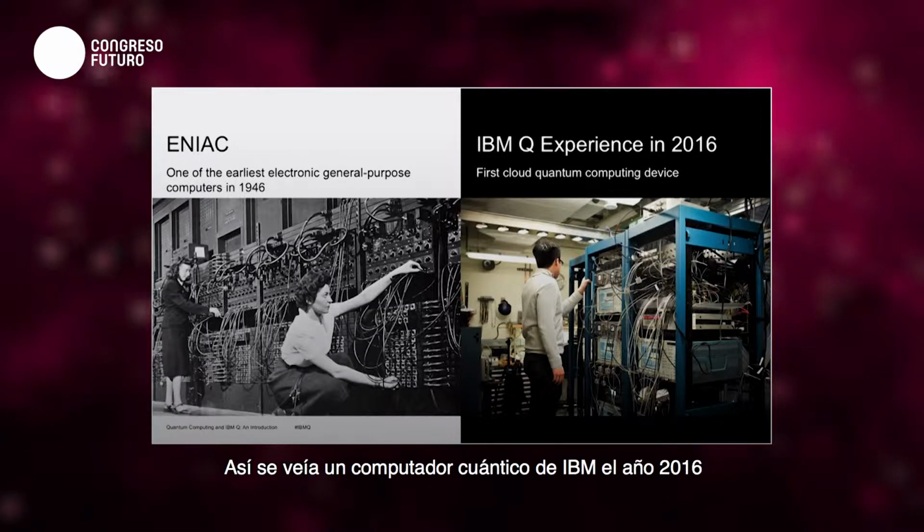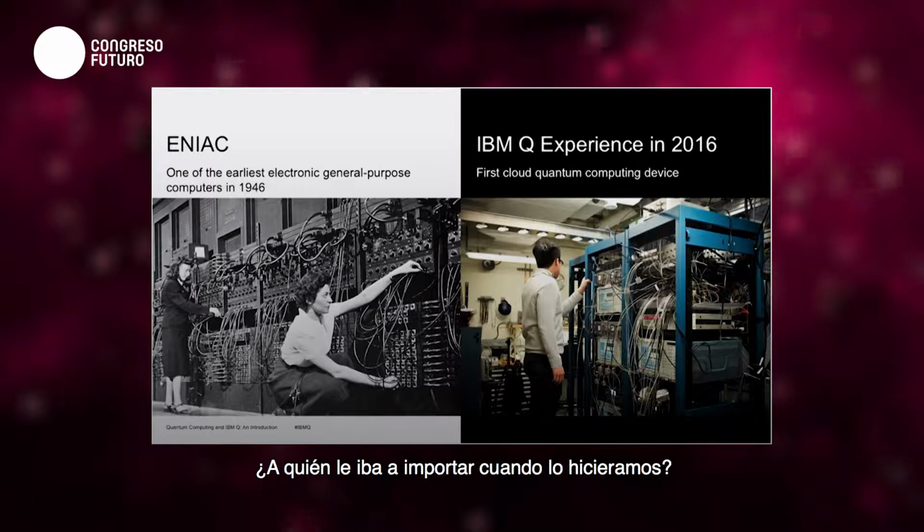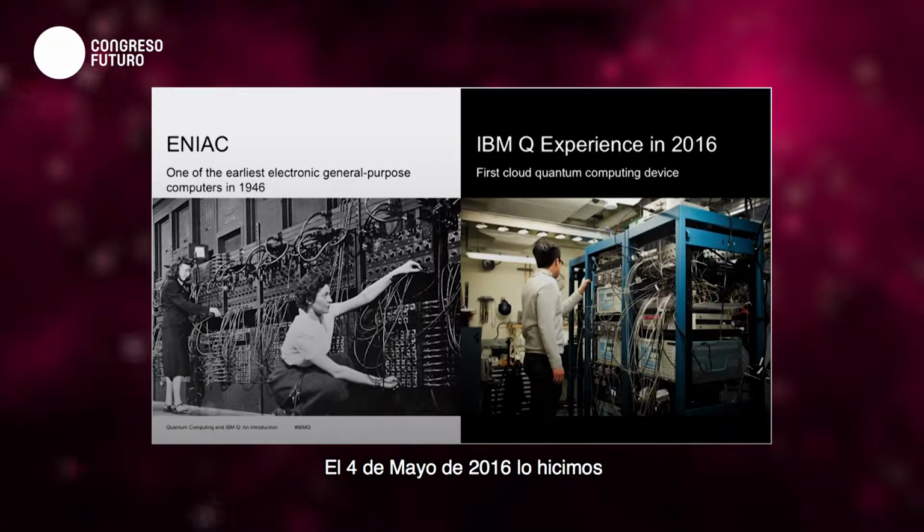On the right is what a quantum computer looked like from IBM in 2016. And we had gotten it stable enough so that we could make it available on the cloud. Who was going to care when we did this? May 4th, 2016, we put it up there.